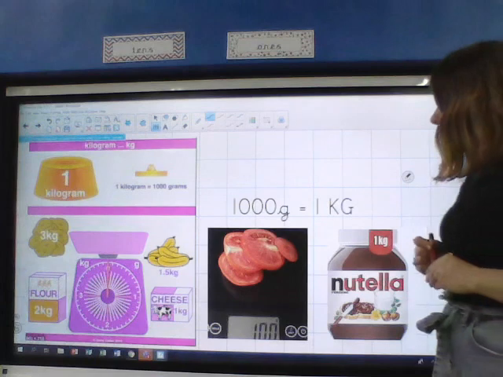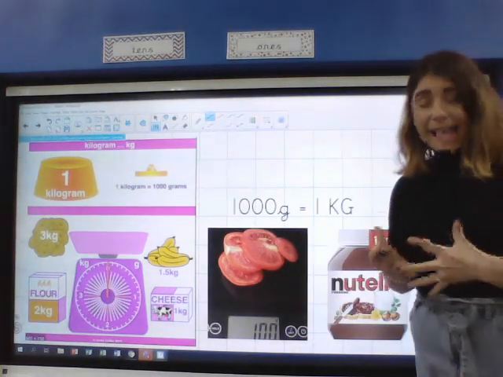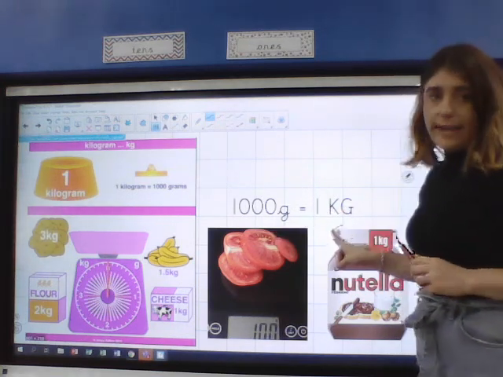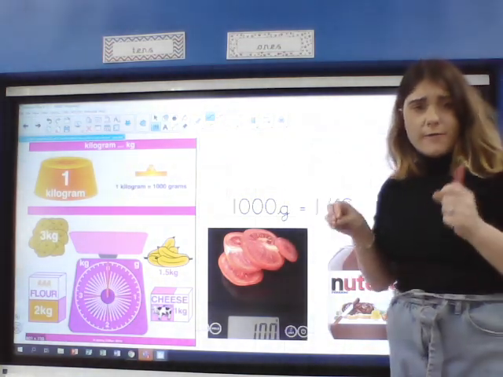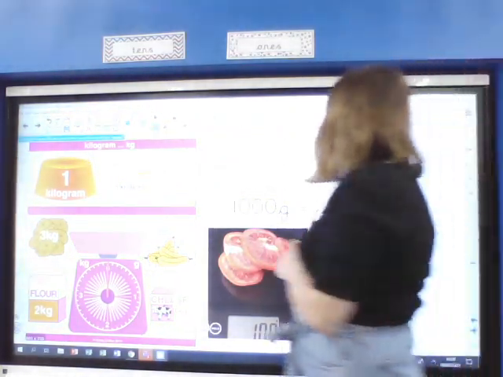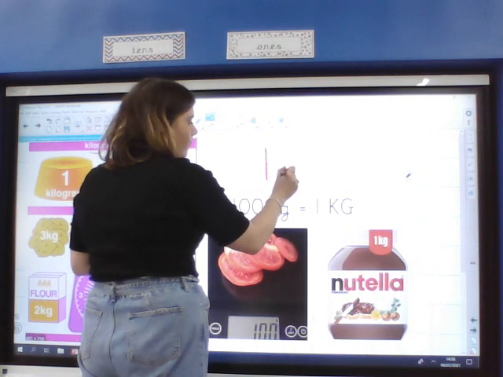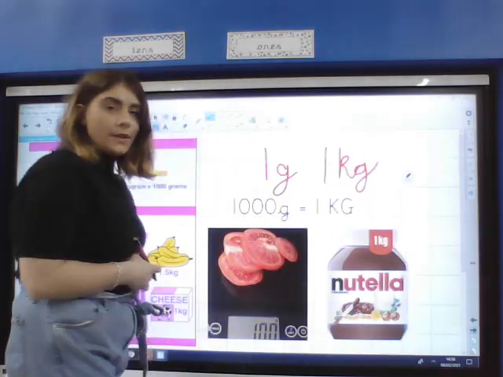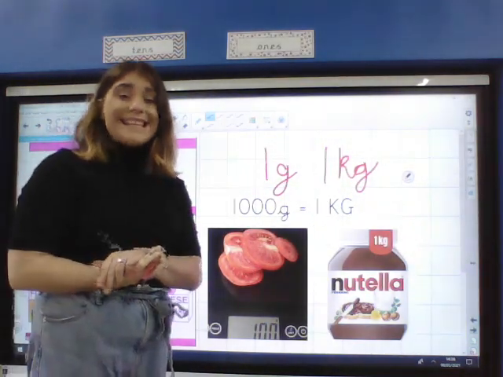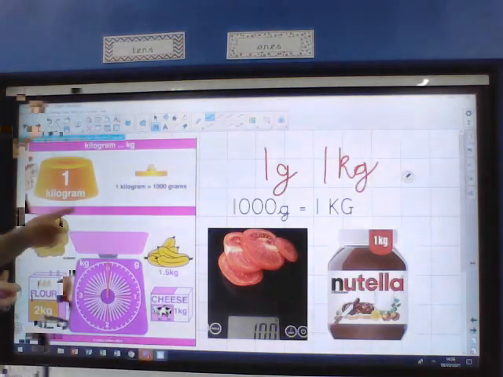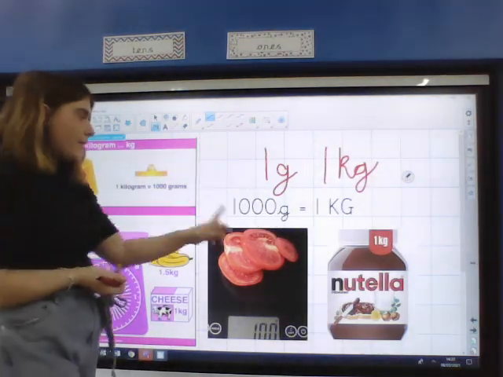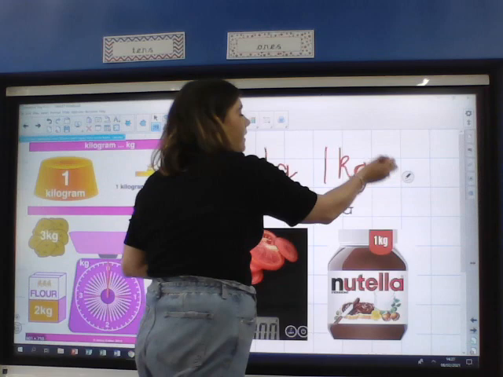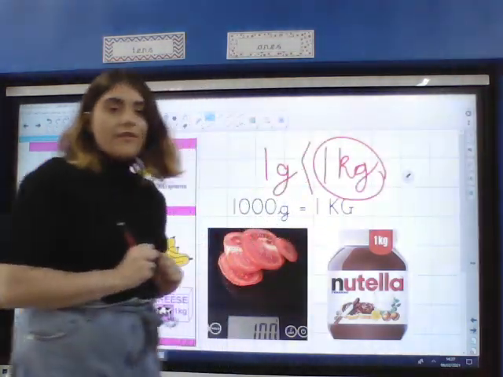Okay, last one. When we're measuring weight and mass, we measure in grams and kilograms. Now, there are 1,000 grams in 1 kilogram. Don't worry if you can't remember that. I just want you to remember which is bigger, which is more. So on your whiteboard, which is more? 1 gram or 1 kilogram? Remembering that 1,000 grams makes 1 kilogram. Hopefully you said that 1 kilogram is more than 1 gram.